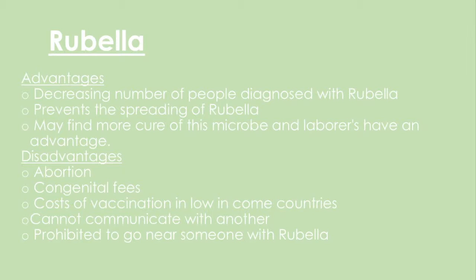For the disadvantages, in pregnancy, particularly the first trimester, rubella virus is far more dangerous and often leads to abortion, fetal death, and congenital rubella syndrome, which affects about 110,000 infants just in low income countries itself.